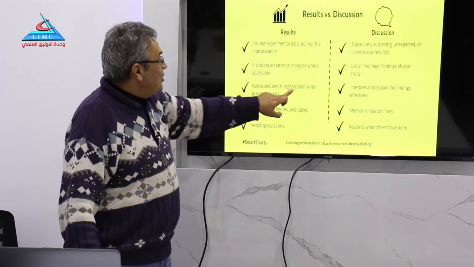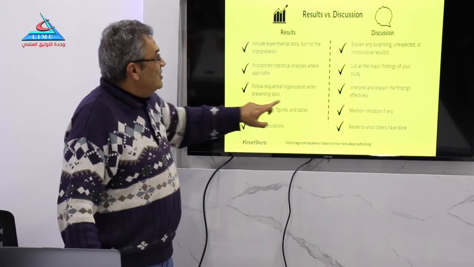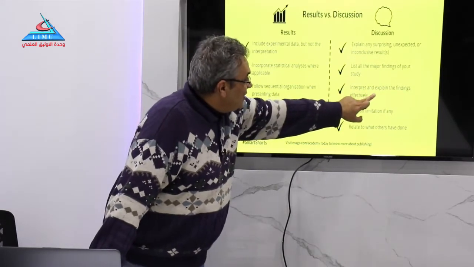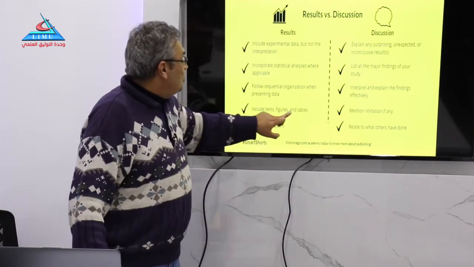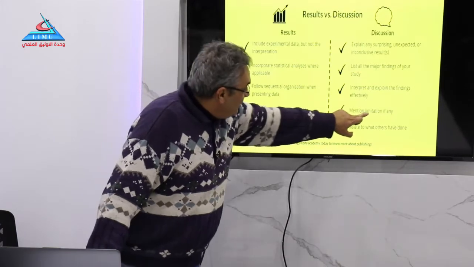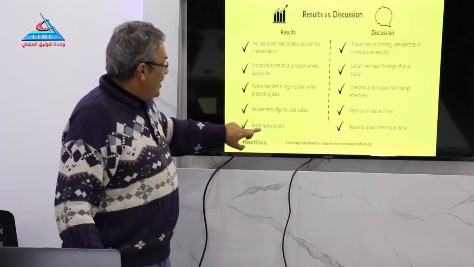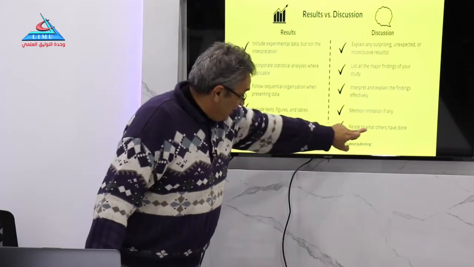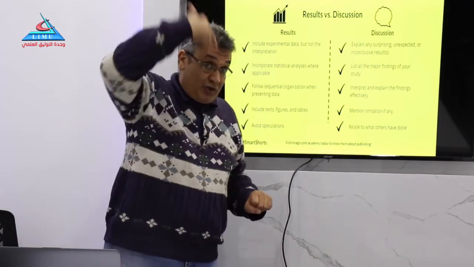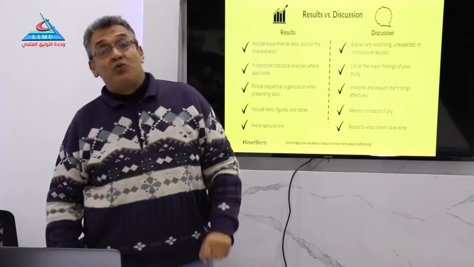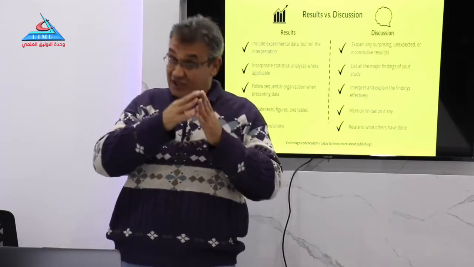Here, follow sequential organization when presenting the data, and interpret and explain the findings effectively. Here, include the text, figure, table. Here, mention limitations. Here, avoid speculations. Here, relate to what others have done. So it will go back to the review of the literature. That's why we said the review of literature is the golden chapter.